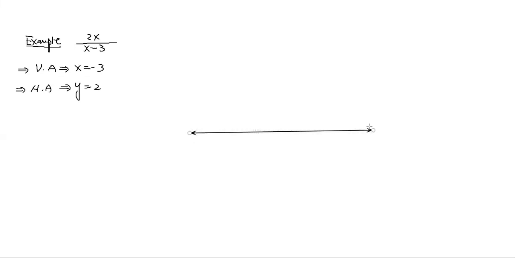Okay, so this example here, we just did this example. We already know, let's try to see how we graph it. This is 2x over x minus 3, right? So we did it previously. We know the vertical asymptote is x equal to 3, and the horizontal asymptote is y equal to 2. Now, let's see how we graph this.